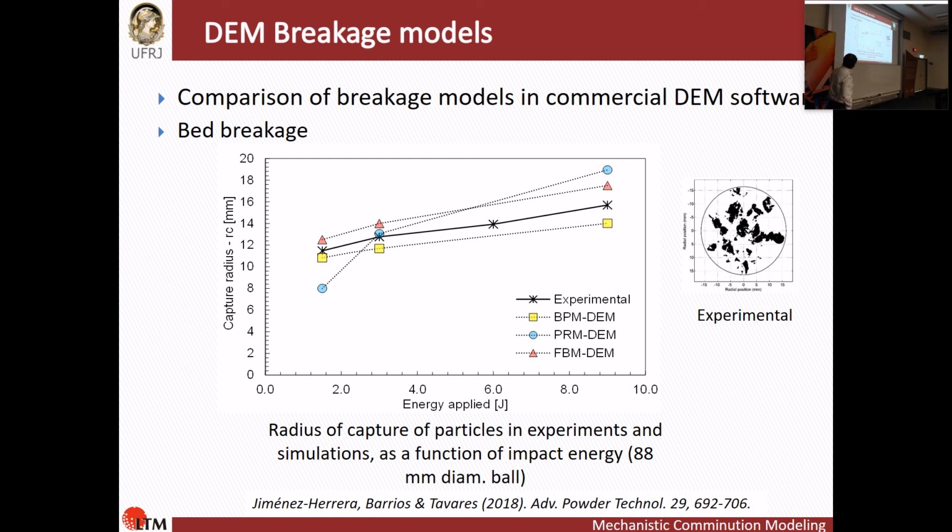And here, this is the radius of capture. That is the radius from the center. Experiments were done here, and then we got the simulations. Well, naturally, as you put more energy, you impact more material, so you squeeze more particles.